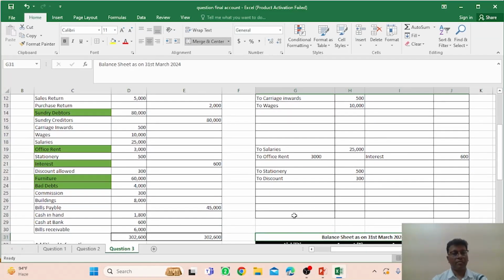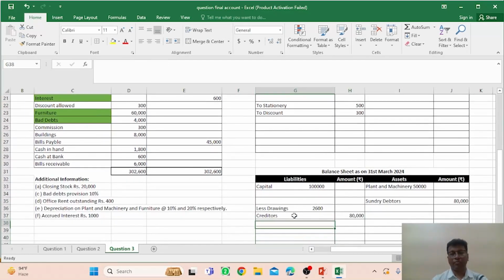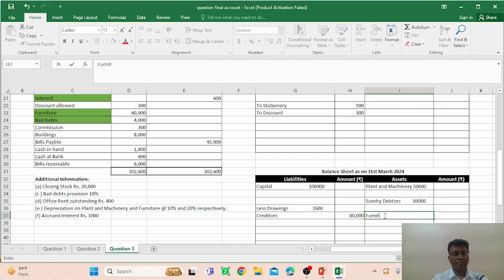And furniture is given to you 60,000, so you have to write here furniture. Okay, debtors was having the adjustment, so we should write in the inner column this 80,000. Okay, bad debts provision is given to you. Okay, and now furniture. Furniture is given to you rupees 60,000, and there is also debt, right? So 60,000.